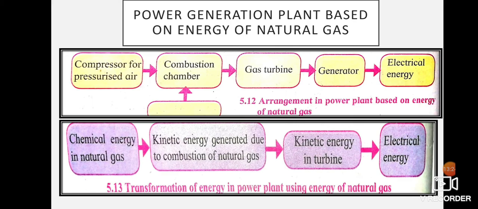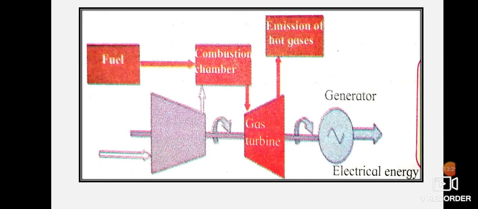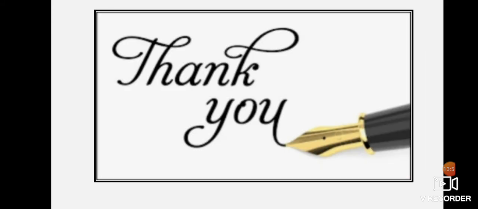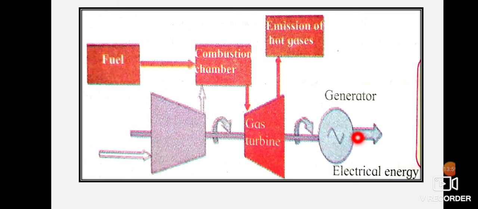So this flow chart is given here. Please go through it. Now you have a schematic of a power plant based on natural gas. You can see the fuel here, the natural gas. Then you have this combustion chamber where it reacts with the air and burns. As a result, gas is given out under high pressure and temperature. Then you have the gas turbine. The gas turbine turns the generator, and when the generator rotates, you get the electrical energy.